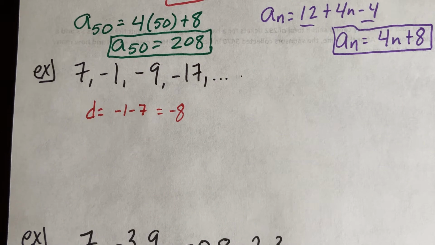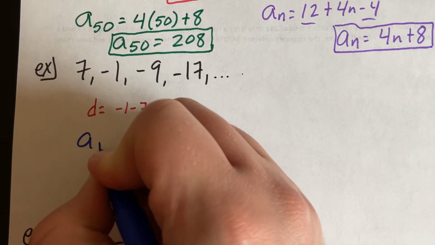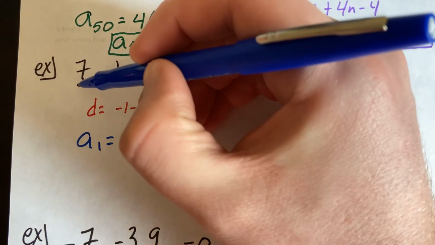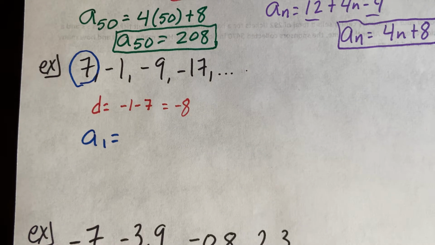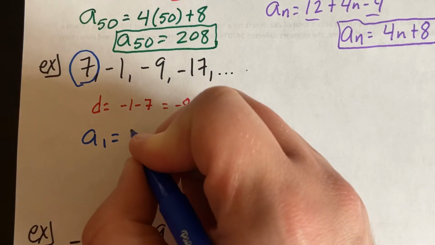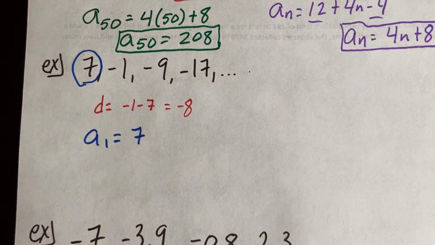All right, and looking for term number 1, that a sub 1 term. Remember, a sub 1 is the first term of the sequence. And remember, sequences are listed as your counting numbers. So the first number that you see there is our first term.